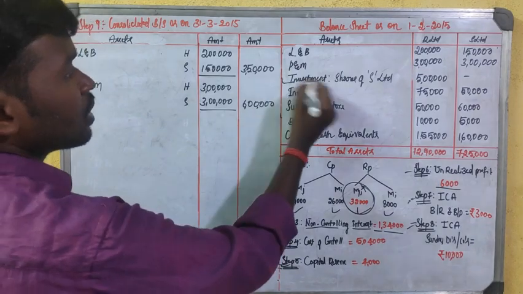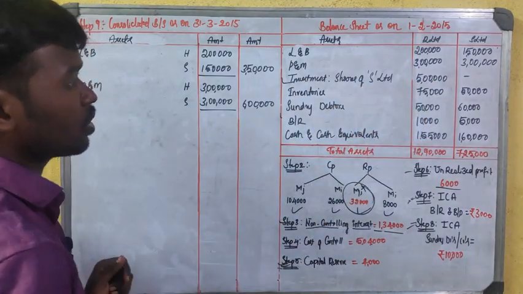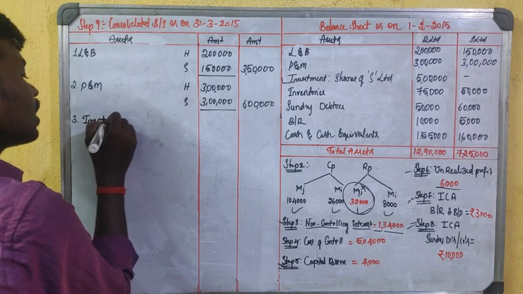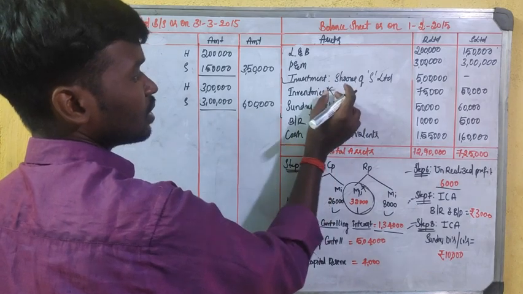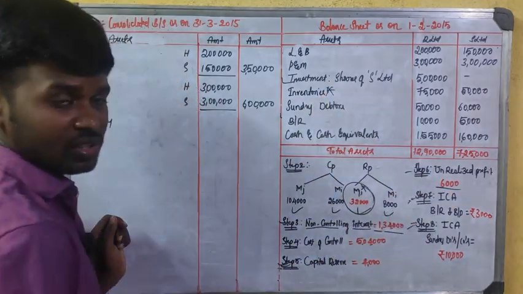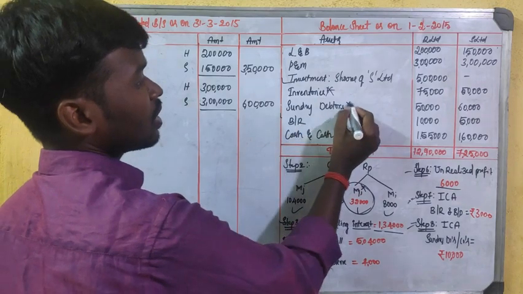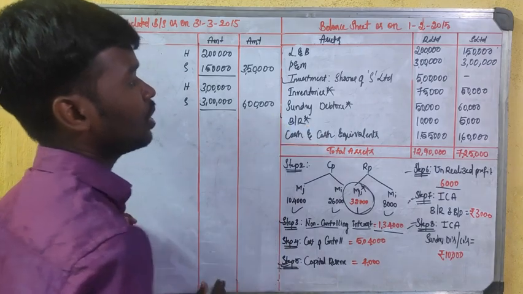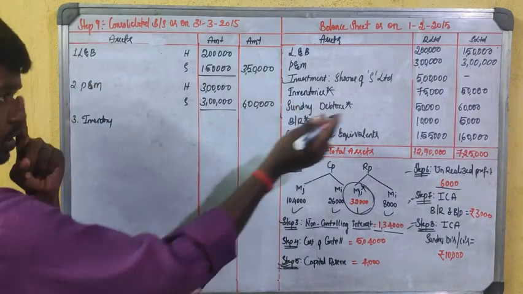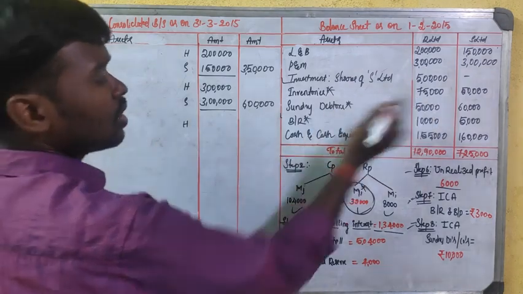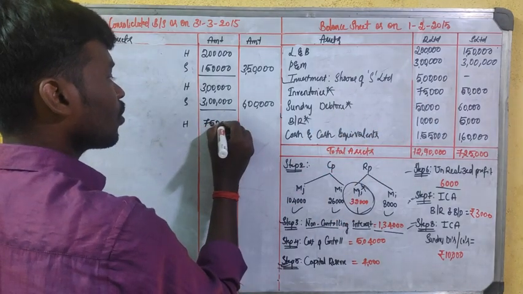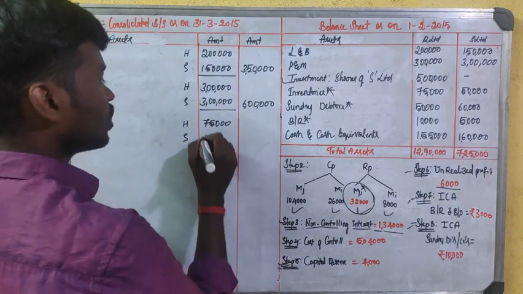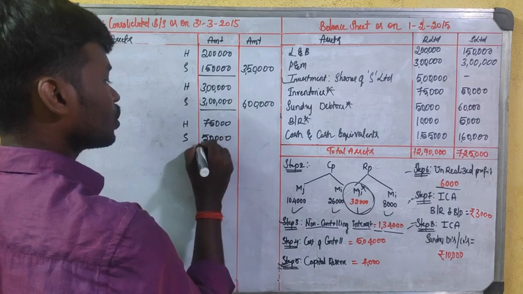Investment, so this amount we have already used. Next, inventory. Regarding inventory there is the unrealized profit consideration, and for sundry debtors we have the intercompany adjustment, and also the adjustment regarding bills receivable. So take down the inventory amount first. Holding company, that is 75,000, and subsidiary company, that is 50,000.